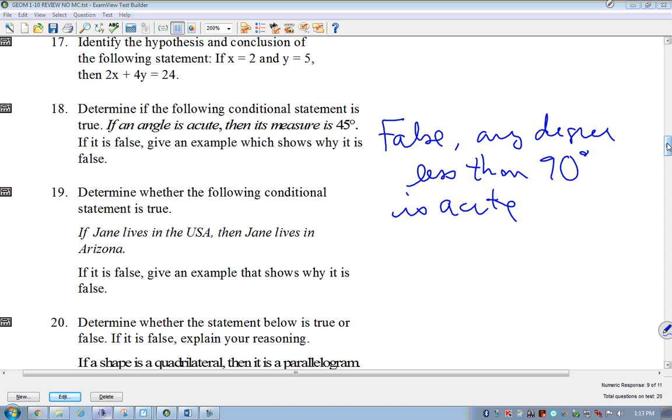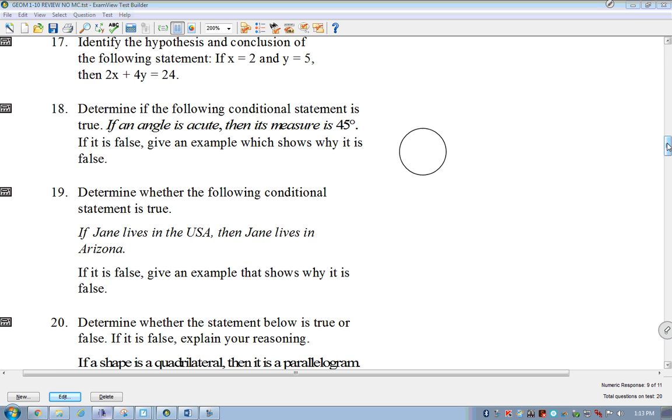All right, that's 18. Let's get 19 while it's right here. Determine if this conditional statement is true. If Jane lives in the United States, then she lives in Arizona. Is that true? No. Literally any other of the 49 states are possible. So do we see a pattern with some of these conditional statements? At least we can find some not necessarily trues. All right, let's go back up to 1 and 2.